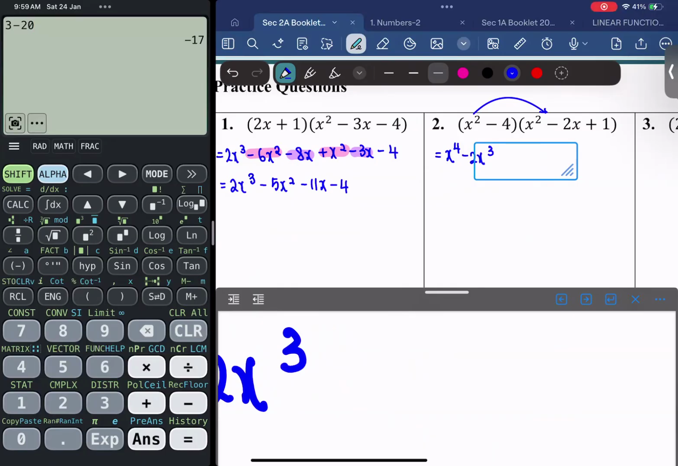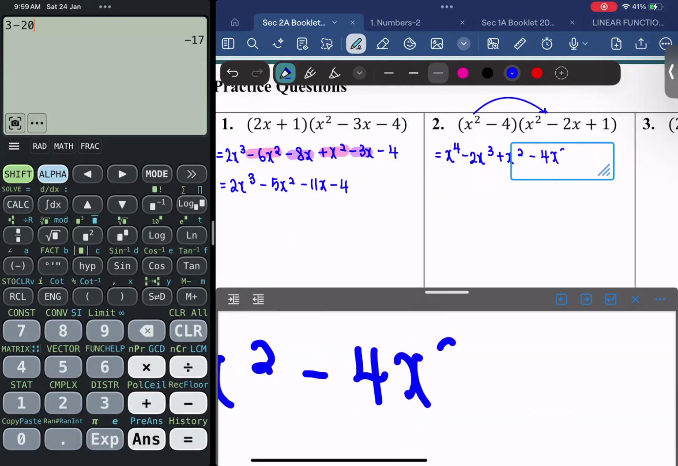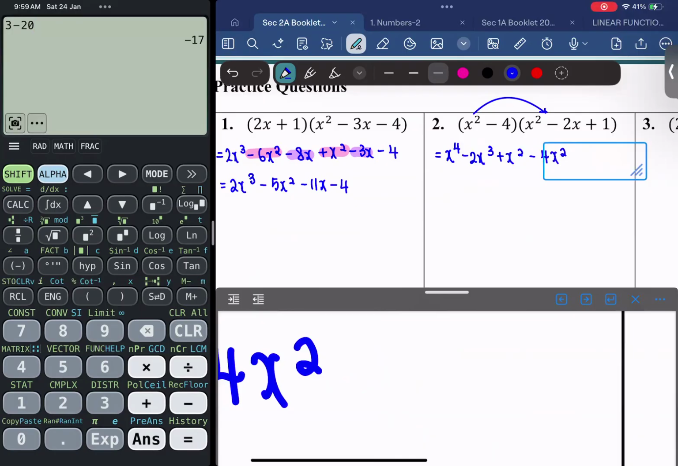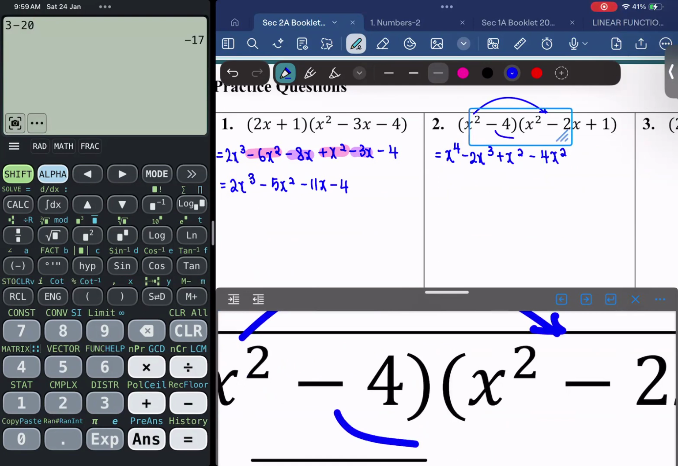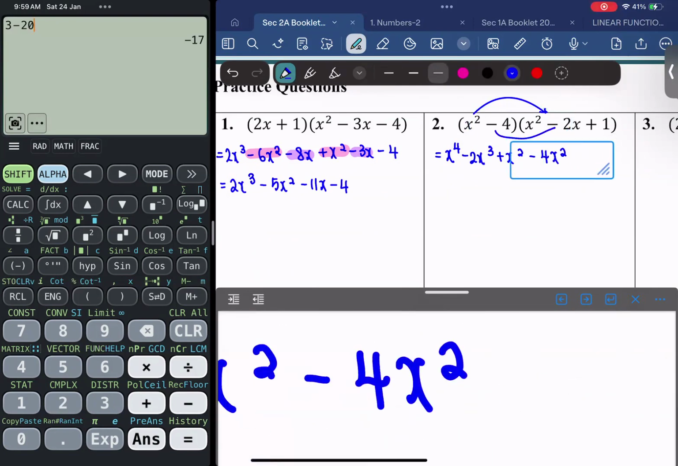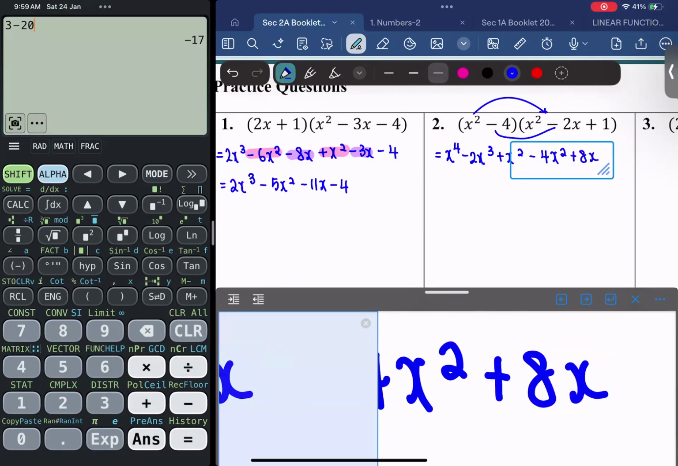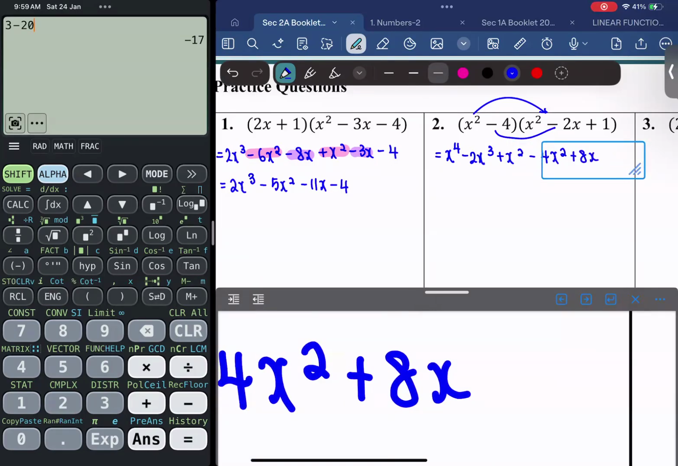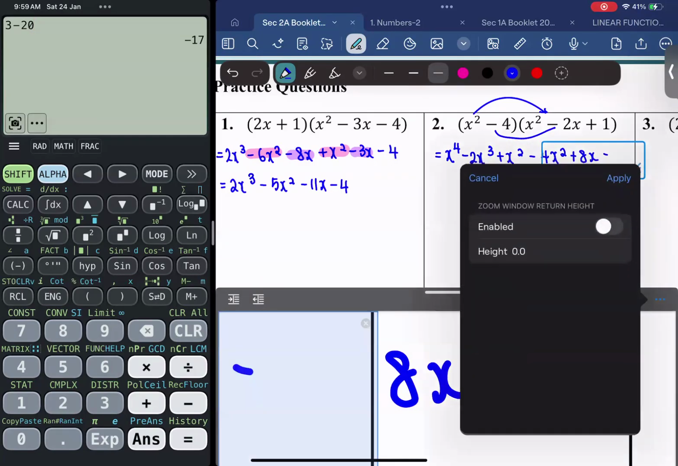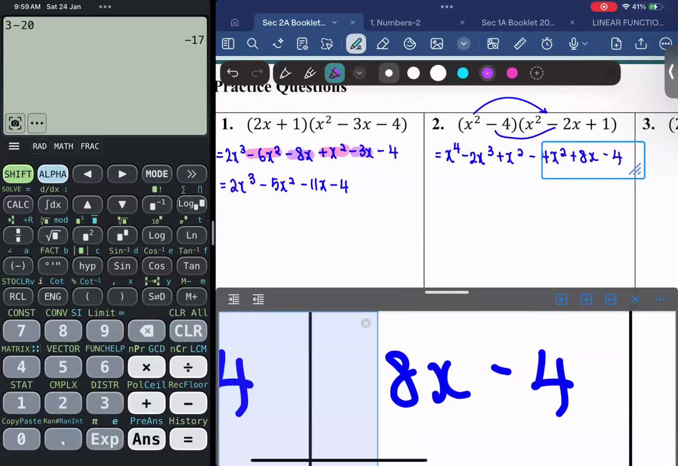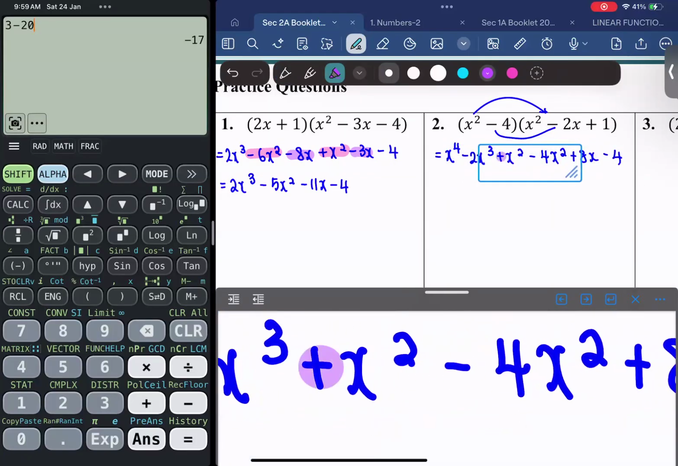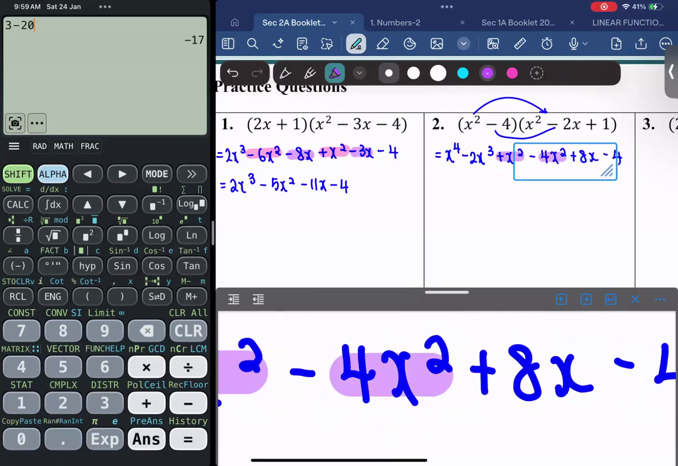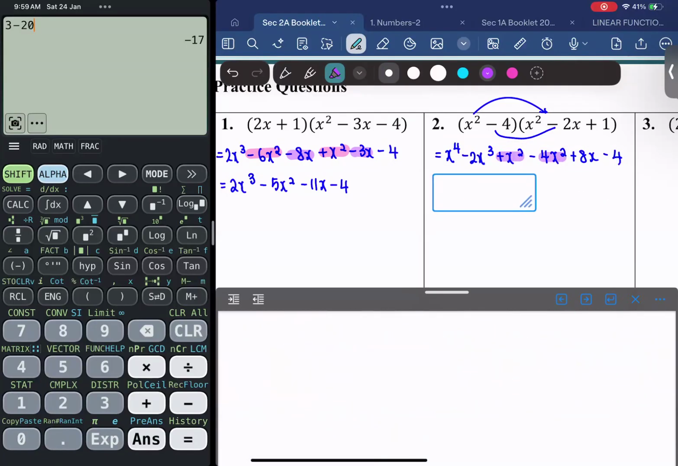Plus x squared, minus 4x squared, then plus 8x minus 4. Yeah, good. Okay, great. Thank you, Chen Yi. So check, we have x squared here, x squared here, nothing else. Melanin, what do we do next?